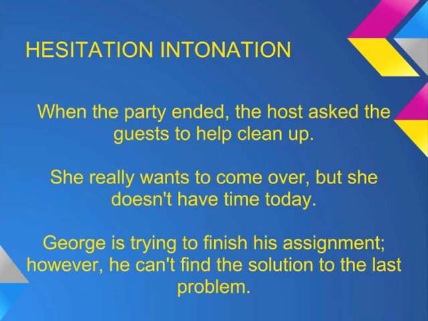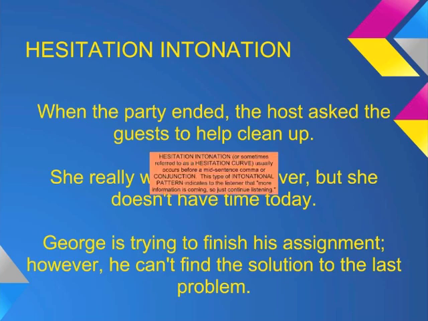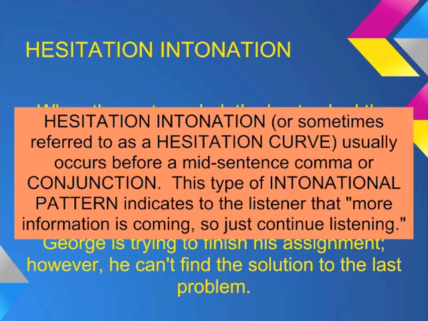Finally, we have an intonational pattern referred to as hesitation intonation. Hesitation intonation, sometimes referred to also as hesitation curve, usually occurs before a mid-sentence comma or conjunction. This type of intonational pattern indicates to the listener that more information is coming, so just continue listening.